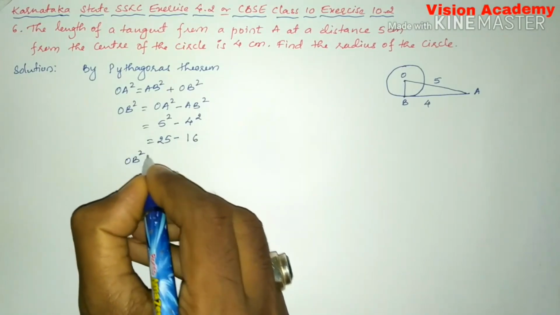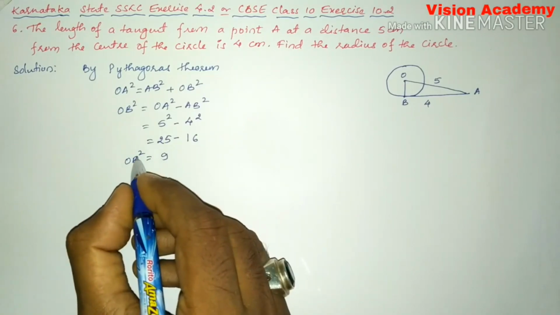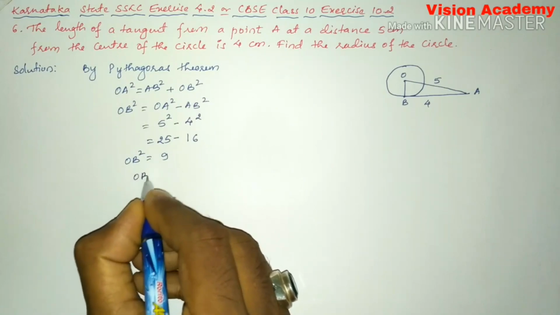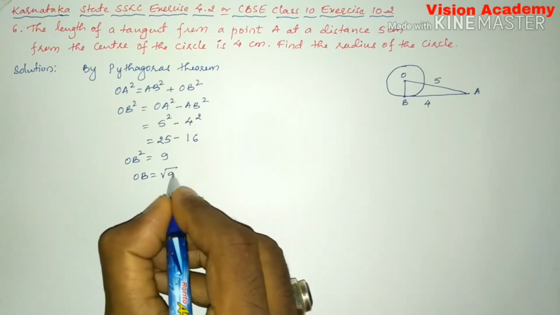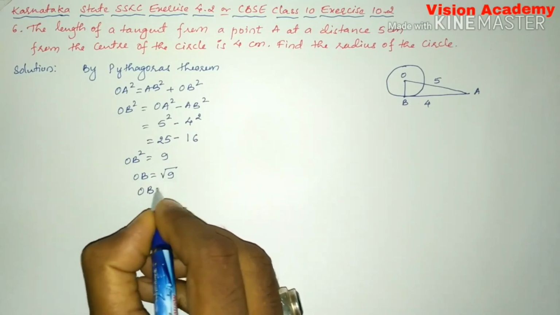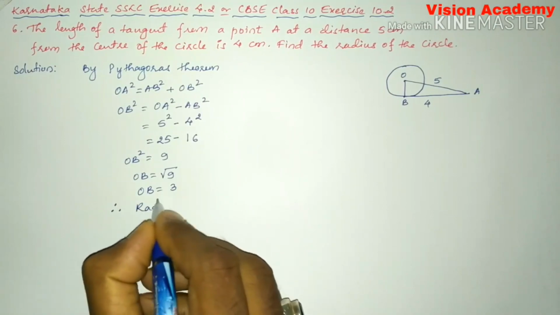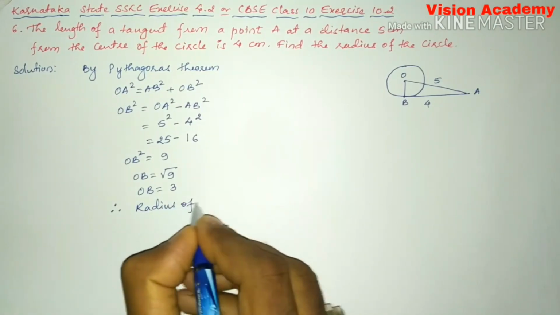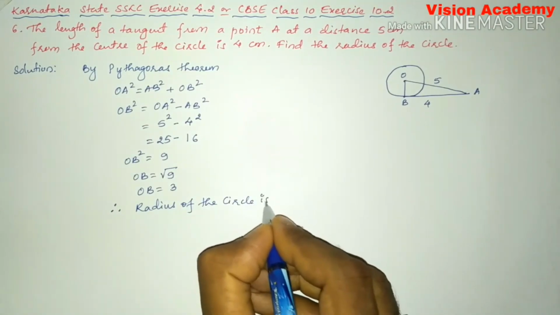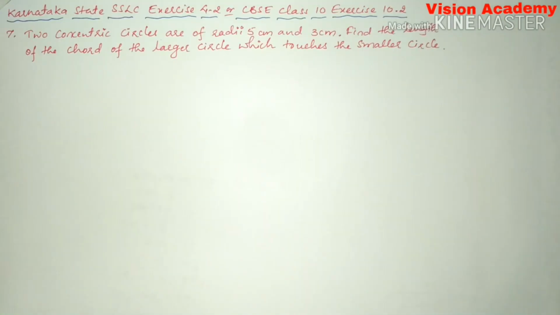Now OB square is equal to 25 minus 16 is 9, and transform this square from LHS to RHS, it will become square root. OB is equal to square root of 9. So 9 is a perfect square of 3. So OB is equal to 3. So therefore we can say the radius of this circle is 3 centimeter.